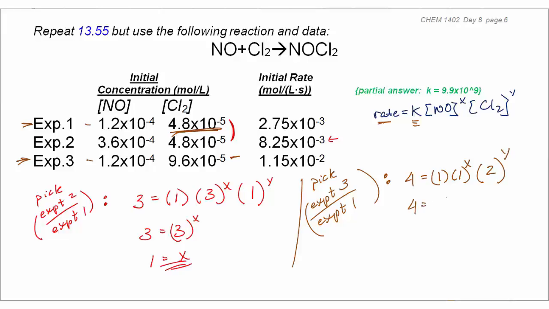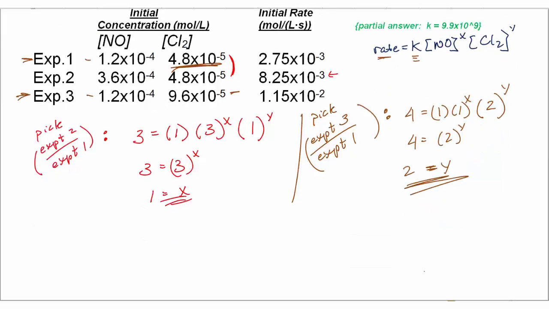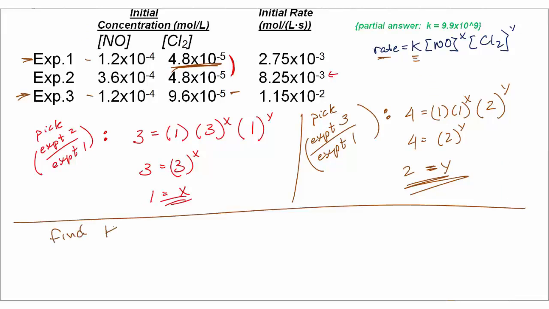So my equation ends up being 4 equals 2 to the y. Everything else is 1. So what's my y? It's got to be 2. One last thing, find the rate constant. Not quite done. So pick any experiment, substitute it into the rate law, and we'll have our answer. Let's find k. I'm just going to use experiment 1 data again. It really doesn't matter, right? Any one of those experiments is going to give you the exact same k.